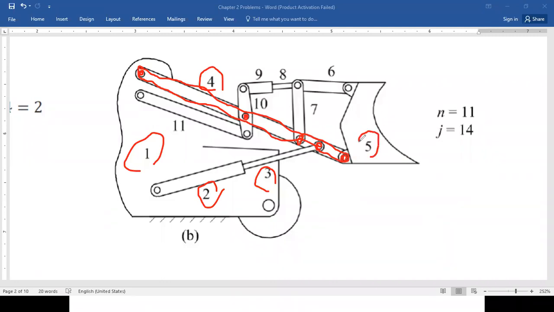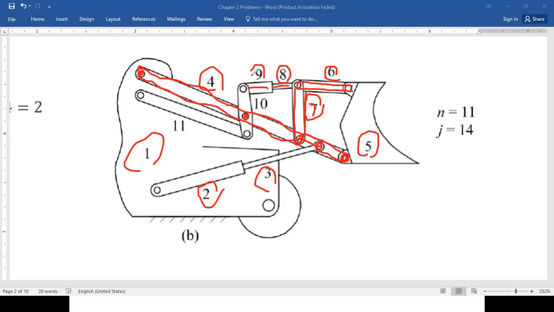This is part 5. If I continue, part 5 is attached to another link here. This is a binary link connecting 5 to another link. So this is 6. This is another binary link in my system. This is number 7. Now I can detect the presence of another hydraulic cylinder here. A hydraulic cylinder always involves 2 links. So this part constitutes link 8, and this part constitutes link 9.